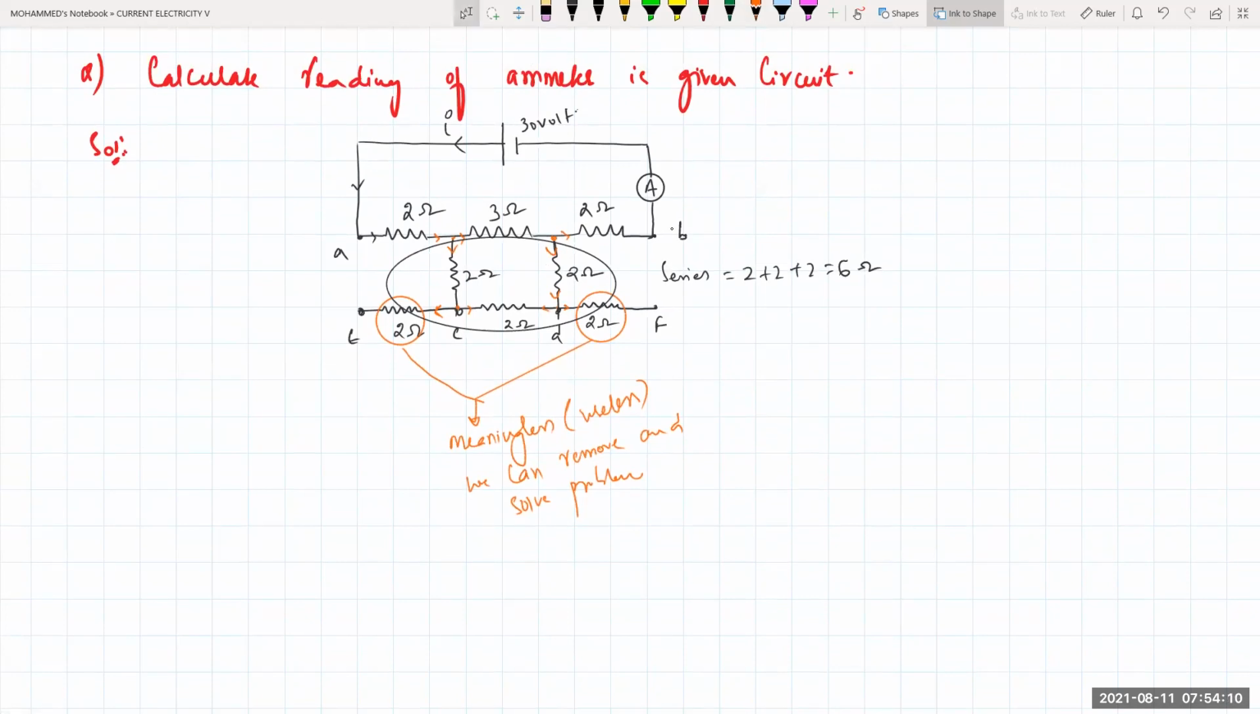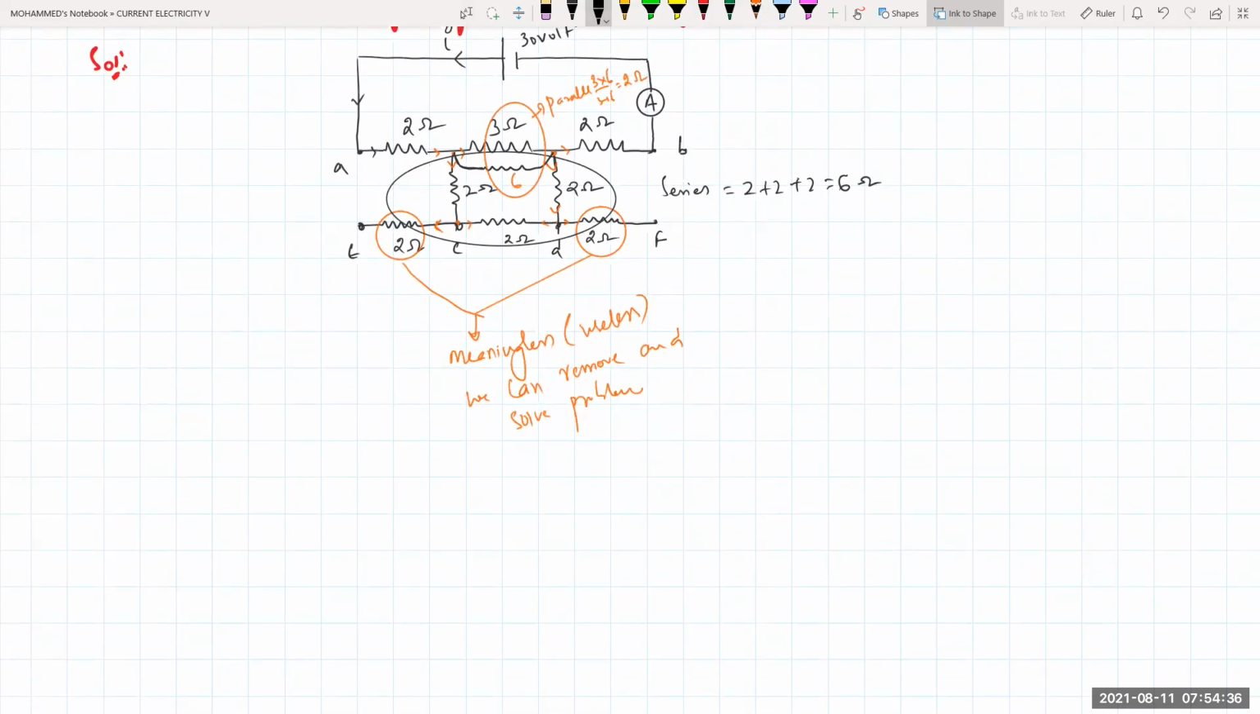So can I draw here itself? If we remove all this, I will be getting one resistance here, right? This is how much for me? 6. This 3 and 6 will be in which combination? Parallel. Parallel resistance is 3 times 6 divided by 3 plus 6, that will be equal to 2 ohms. So 2, 2, 2 will be in which combination? Series. So R effective will become 2 plus 2 plus 2, that will be equal to 6 ohms.